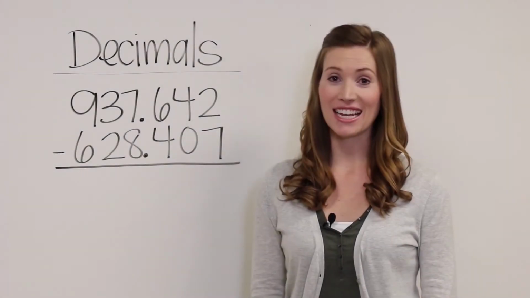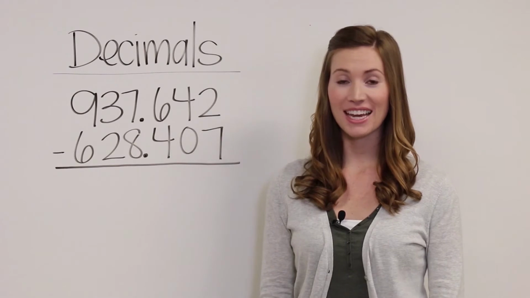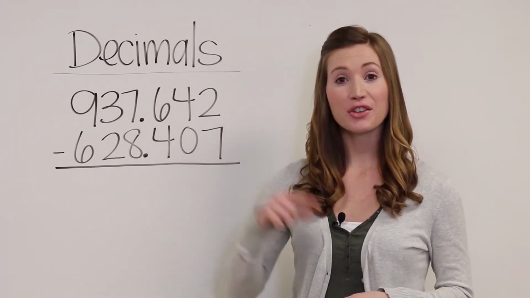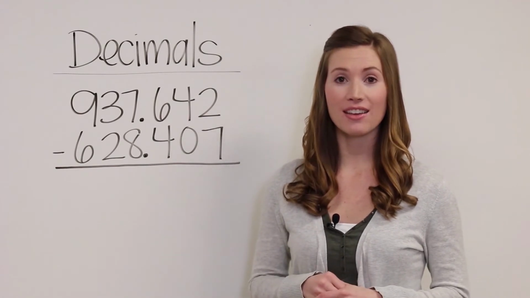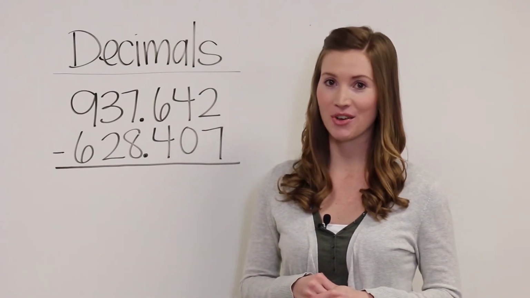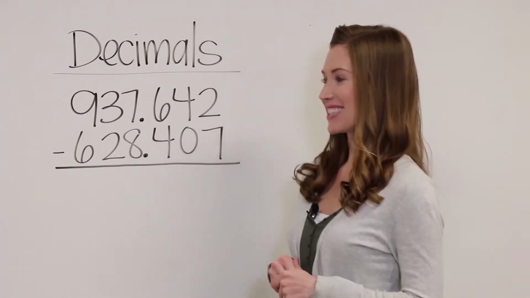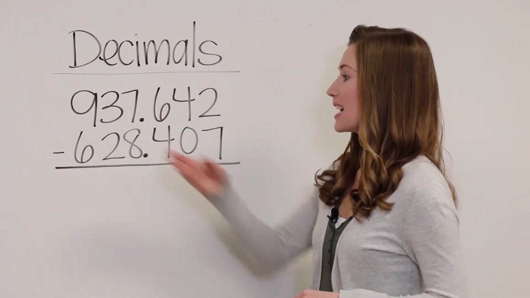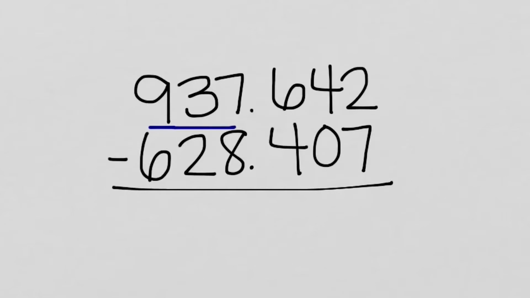Are you ready to try an even more challenging problem? If so, keep watching. If not, that's okay. Feel free to restart this video or watch any of the previous videos so that you're ready to move on. Okay, let's get started. Read the problem to yourself as I read it aloud. 937 and 642 thousandths minus 628 and 407 thousandths.